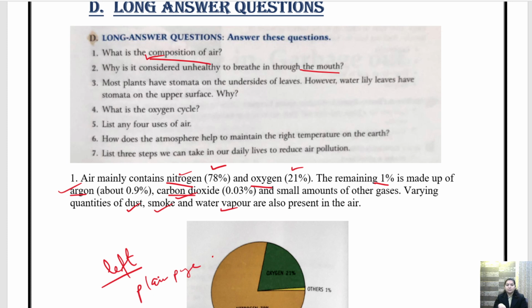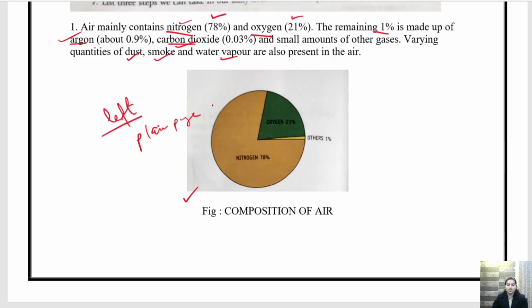Why is it unhealthy? Because our nose has certain filters. The nose has hairs and certain filters which do not allow dust particles to enter inside our lungs or our body. But such filters and protective layers are not present in our mouth. So if we inhale through the mouth, all the unwanted gases, dust and everything in the atmosphere will go inside our lungs and it will block them, which is very dangerous. So let's see what is written.